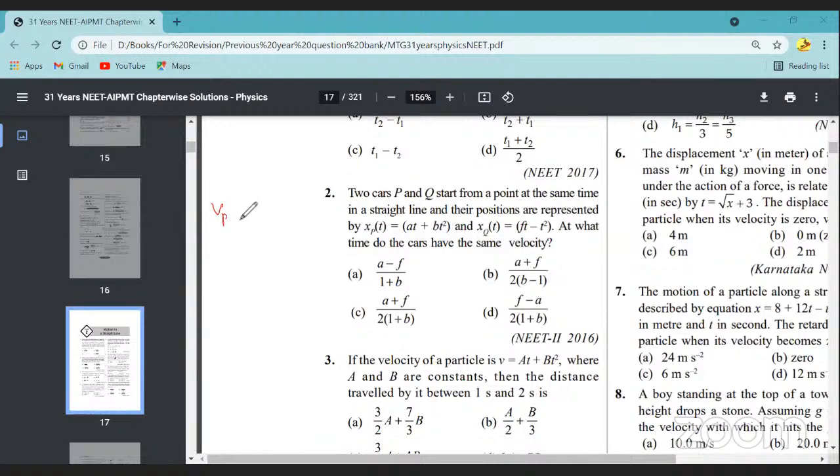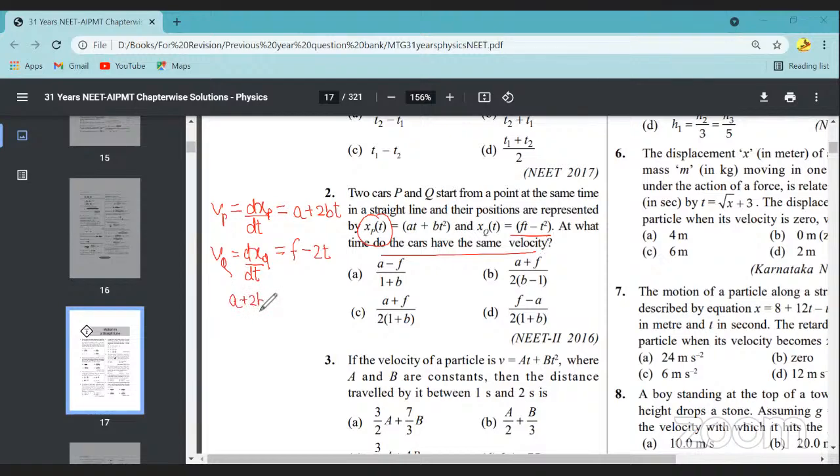Who knows the formula for velocity? D by dt of x, right? So P's velocity: differentiate xp. How much is it? A plus 2bt. Q's velocity: differentiate xq, differentiate Q's x. How much is it? F minus 2t. The question is, when do they have the same velocity?